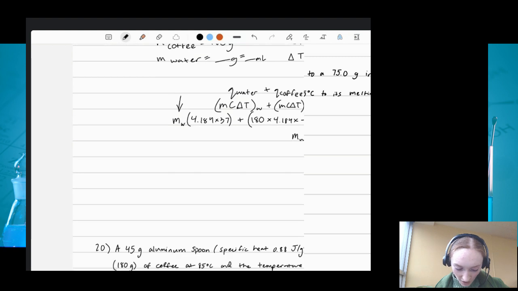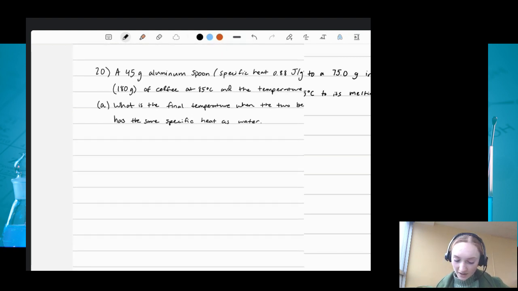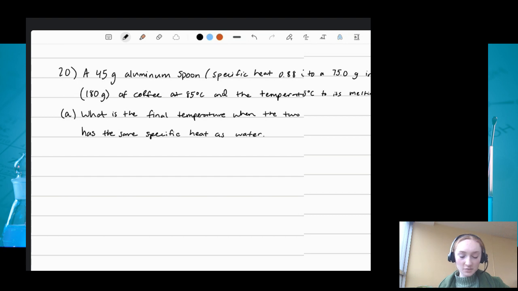Okay, so let's move on to question 20. And let me know if you have any questions during this process as well. This problem reads: a 45-gram aluminum spoon, specific heat 0.88 joules per gram times degrees Celsius, at 24 degrees Celsius is placed in 180 milliliters, 180 grams, of coffee at 85 degrees Celsius, and the temperatures become equal. The first question is, what is the final temperature when the two become equal? Assume that coffee has the same specific heat as water.